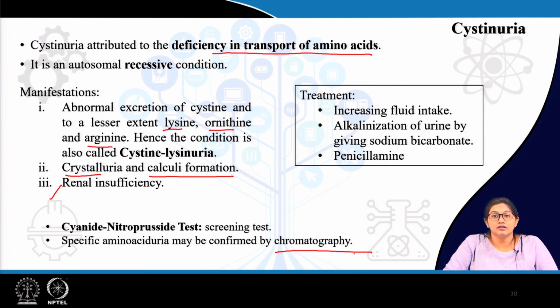So, what is the treatment? Once again, fluid should be taken adequately so that urinary excretion can be increased, which increases the excretion of the cystine as well as the small calculi and the small crystals. Then alkalinization of urine, which basically solubilizes the crystals, and also penicillamine. Penicillamine forms complexes and enhances the release of the crystals of cystine.